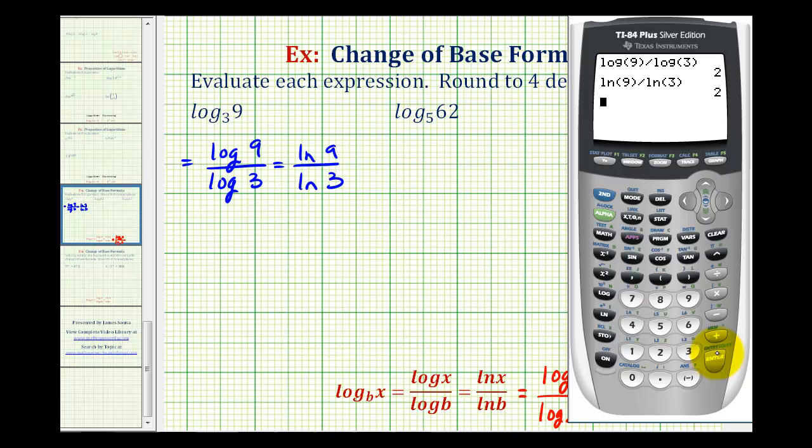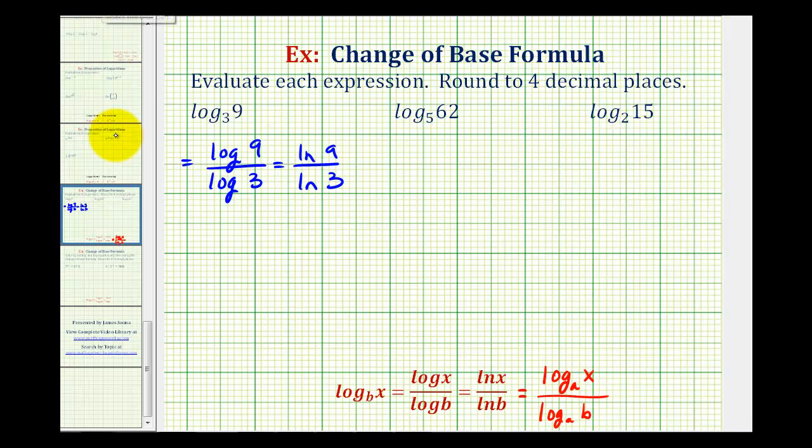Notice the result is exactly the same. This is equal to 2, so this log expression is equal to 2. We didn't actually need the change of base formula to do this. If we want to check this, notice that 3 raised to the power of 2 is equal to 9. So remember, when we evaluate a logarithm, we're actually finding an exponent at which we can raise the base to get the number part of the log.